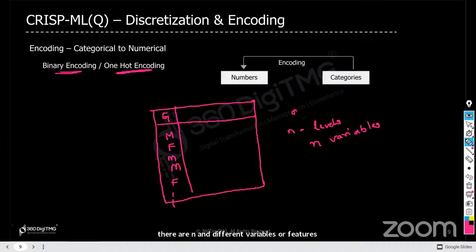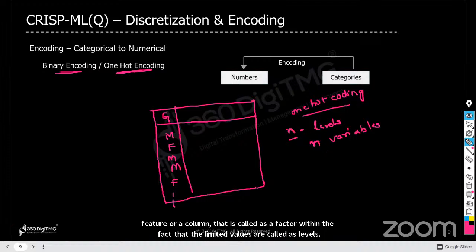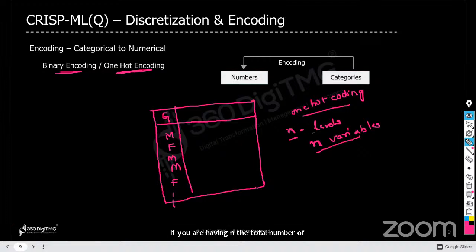In one hot encoding, as I told you, if you have limited values in a particular feature or column, that is called a factor. Within the factor, the limited values are called levels. If you have n levels, the total number of variables that will be created in one hot encoding is also n. So what will get created here?